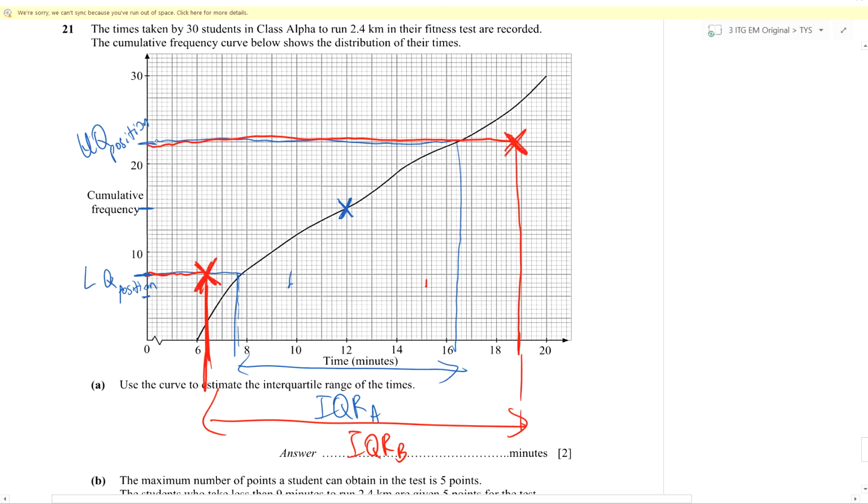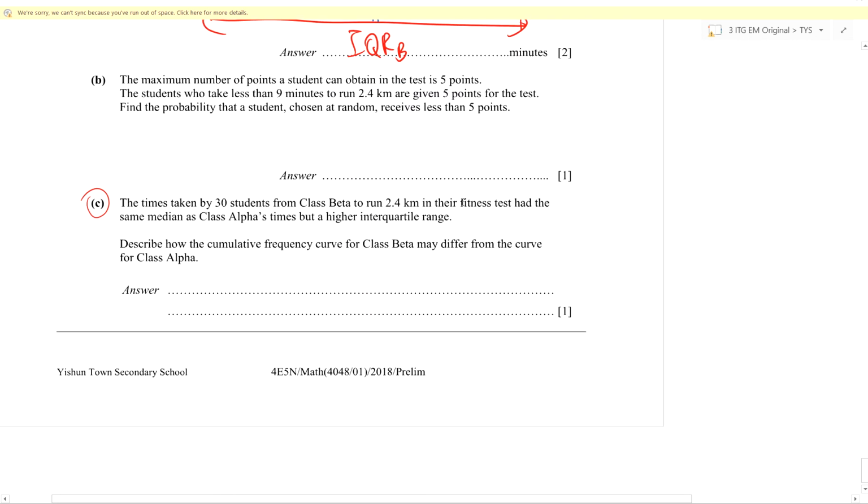I have a point here, and since they have the same median, it's going to pass through this part. Joining these 3 points together, whether it's a curve or a straight line, I don't really care. Can you tell that it is gentler? This is the idea behind it. If they tell you that the interquartile range now is narrower, what do we expect the graph to look like? Steeper. Okay? So, in part C, we will say that the slope for class beta is gentler. Unless steep also okay.